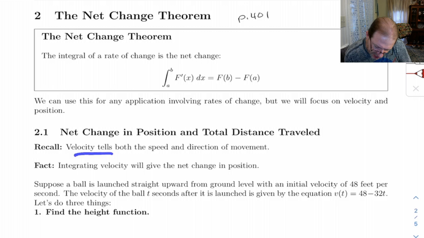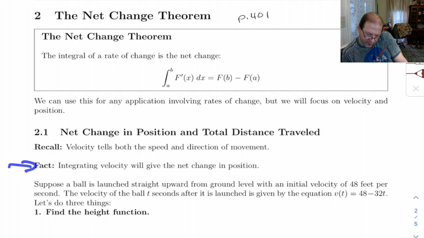So recall, velocity is the rate of change of position, and velocity tells us speed and direction. Now we're going to keep things pretty simple in here and just use velocity as we're going to think about moving along a straight line. So the direction is basically going to be positive or negative. And this fact down here is pretty much taking the net change theorem and rewording it in terms of velocity and position. If you integrate velocity, that gives you the net change in position.